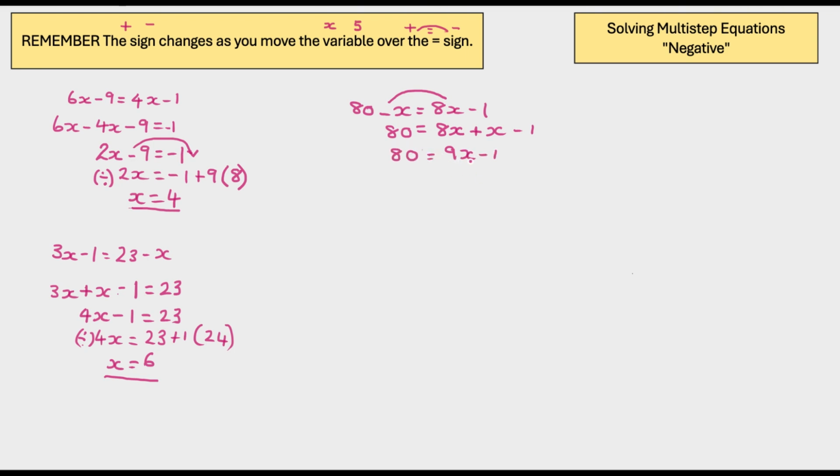Let's deal with the numbers now. Minus 1 has got to go over there, and it's going to turn into a plus. So it's going to be 80 plus 1 equals 9x. Divide by 9, sorry, that's 81. 81 divided by 9 equals 9. So x equals 9. So as you can see, it doesn't matter which side the x is on, because there the x equals 4 and the x equals 9. It just depends on how you do it. Either way is fine. Depends how your brain works. Going to do another one.